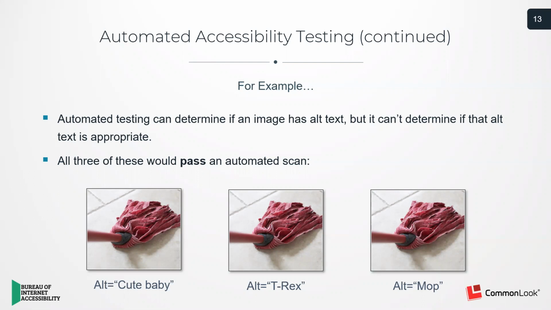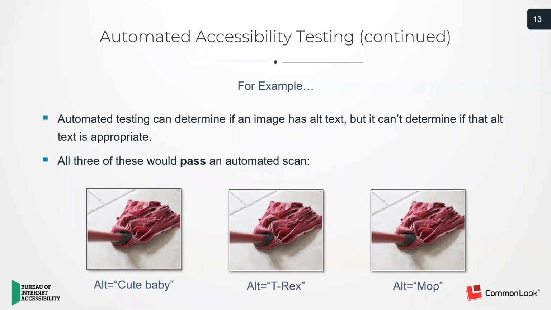And there are three reasons. Number one, it's fast. It's really fast. On a website that has hundreds or even thousands of pages, manual accessibility testing on each page probably isn't in the cards, and it would be extremely expensive to manually test every page.